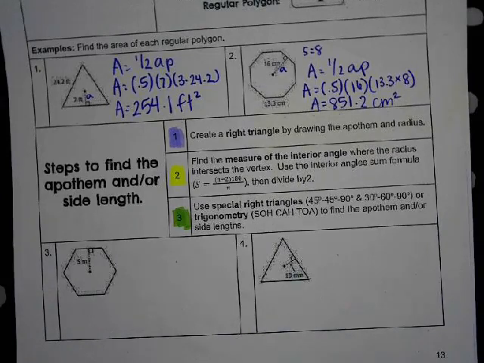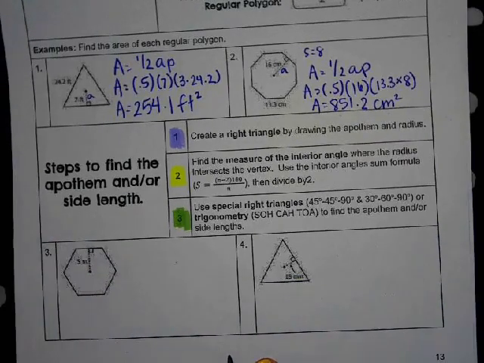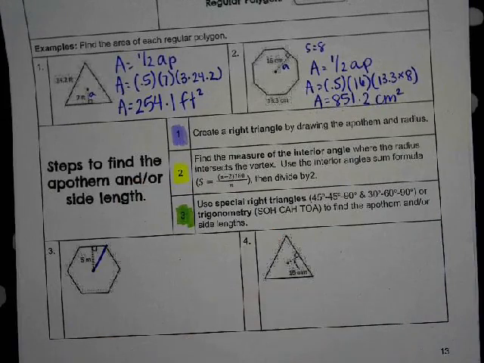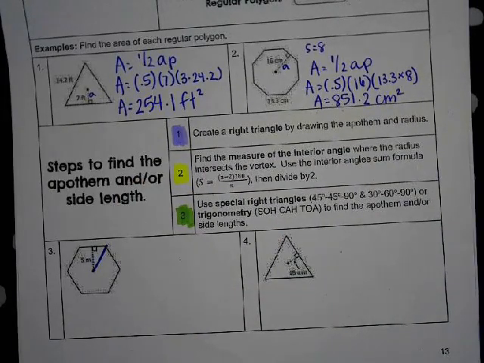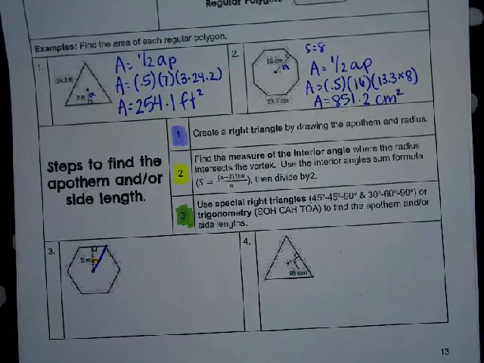So first, in purple, we're going to make the right angle. I've already got my apothem here, from the middle to a side. Now I have to make a right triangle by going from the middle to a point. So there is my right triangle. Next, I'm going to figure out the measure of the interior angles where the radius intersects the vertex. That's this gold or yellow part that I just marked on the triangle.